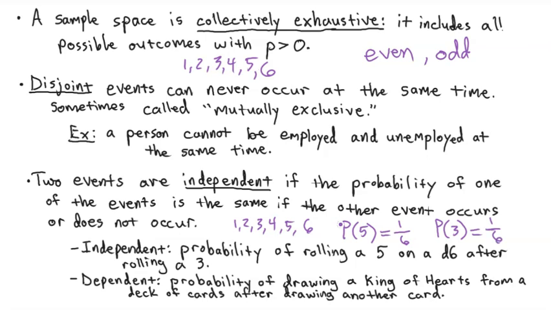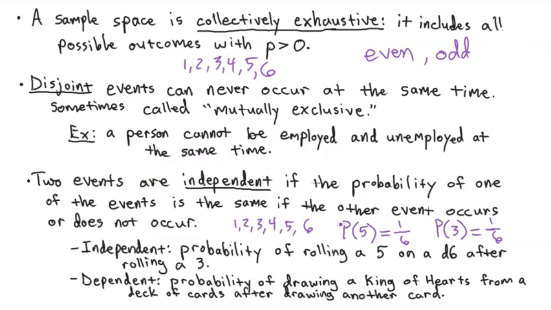Let's say somebody rolls a die and they get a 3, okay? Then they roll the die a second time. Is the probability of getting a 5 still 1/6? Yes, it is. It's always 1/6. So let's say they roll a die and they do not get a 3. Is the probability of rolling a 5 still 1/6? The answer is yes, it's still 1/6. Therefore, rolling any number on a 6-sided die is an independent event, okay?